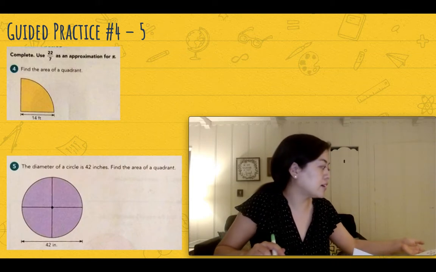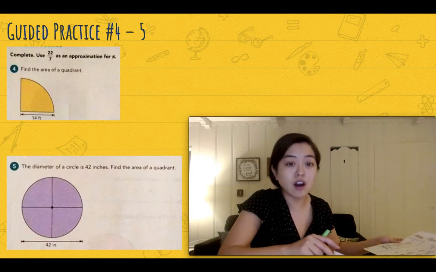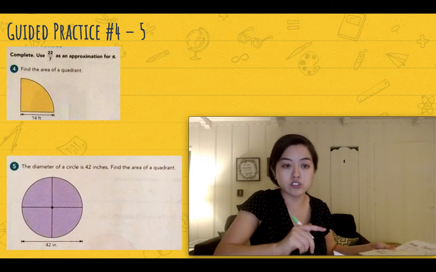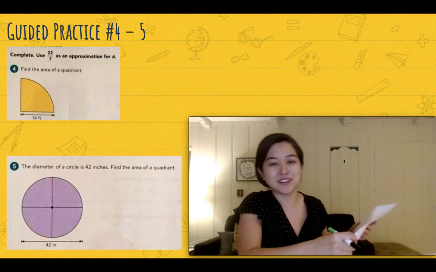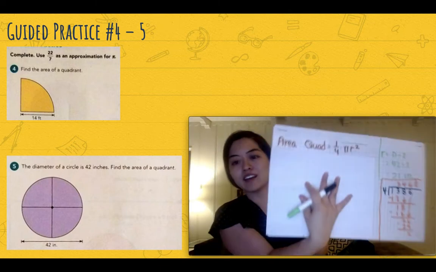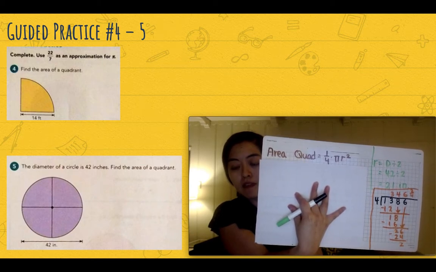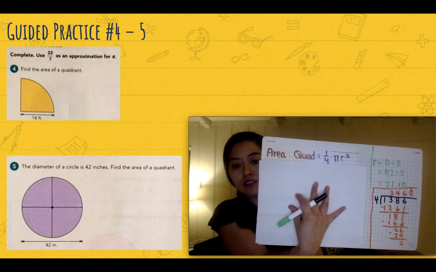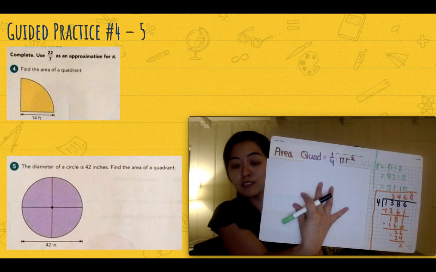And let's look at number 5. Okay, so it says we want to find the area of a quadrant, so just one of the quadrants, and they give us the diameter. So that means we have to figure out the radius, and you know that the radius is half the diameter. So I did that in green in the corner, and so half of 42 is 21 inches. And I know my approximation for pi is 22/7, so I'm ready to input the values in my formula.